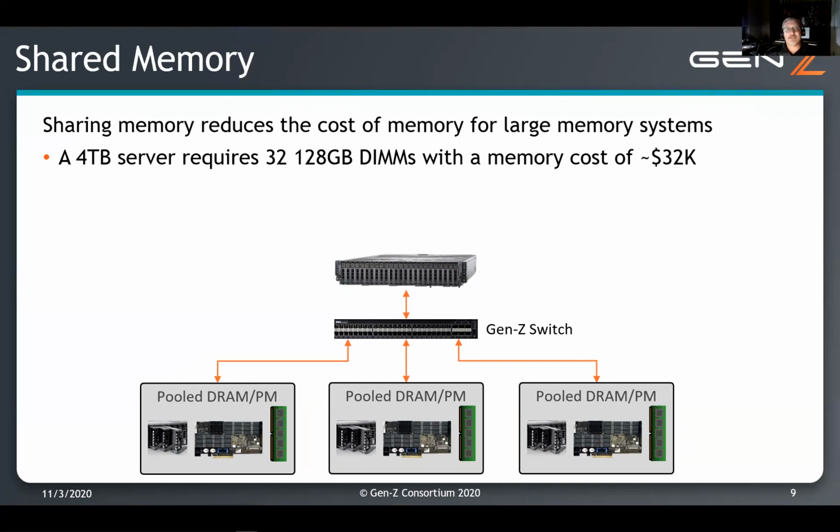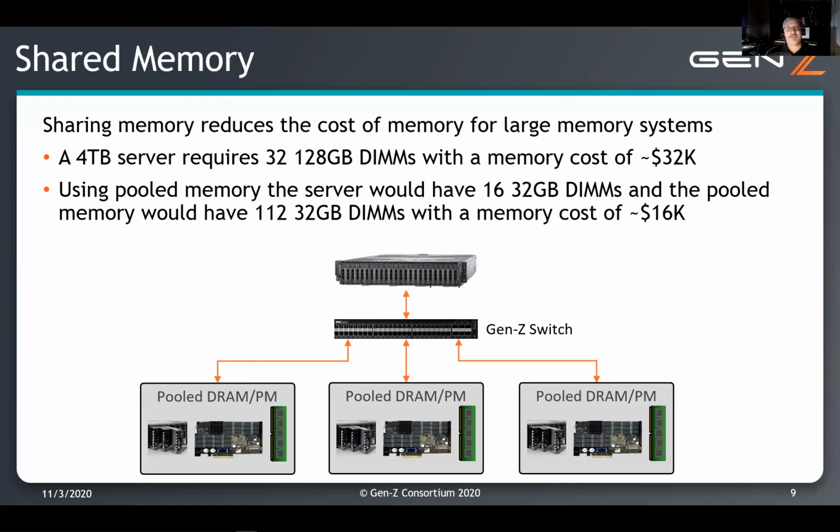If instead I start to decompose the system and I put some memory inside the server and I put more in a memory pool, well, then what I can do is start to buy sweet spot DIMMs. So I buy 16 DIMMs for the server at 32 gigabytes apiece. I take the rest of the memory, I put it outside in a memory box, and now I have 112 32 gig DIMMs out there. I've reduced my memory cost in half. Right, so I'm down to about $16,000 in memory cost versus the $32,000. This is a great way to save money, plus it keeps you agile.